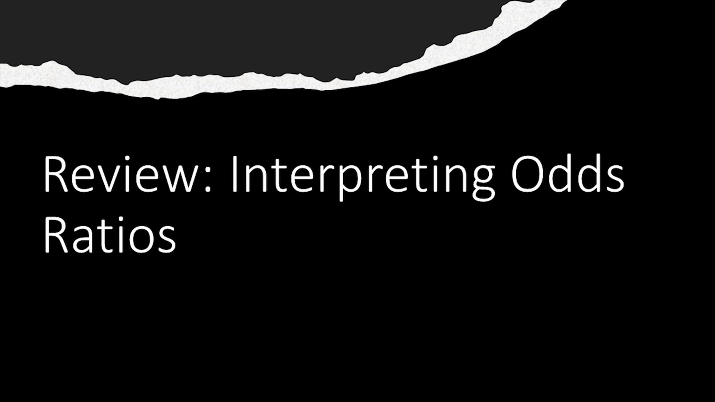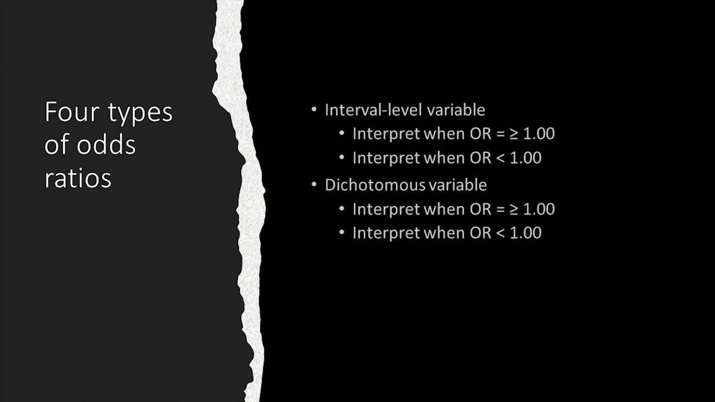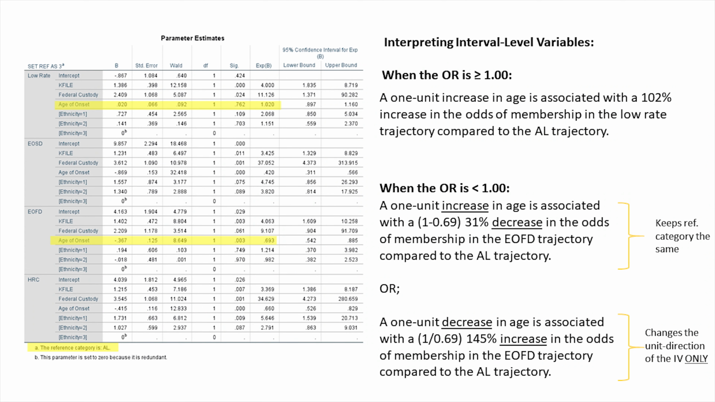Okay, so I will end with a review of how we go about interpreting odds ratios. In total, there are 4 different scenarios that we need to think about. We need to think about how we interpret an interval level independent variable when the odds ratio is 1 or greater, how we interpret an interval level variable when the odds ratio is less than 1, and then the same scenarios but when we have a categorical variable, and it doesn't matter if it's dichotomous or more than 2 categories. So that's everything that I wanted to do in SPSS with multinomial logistic regression.